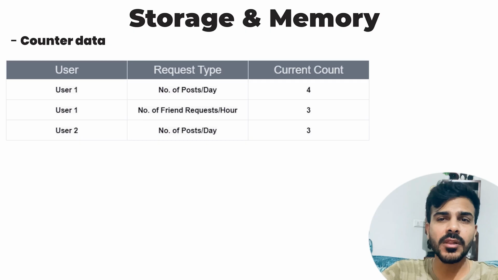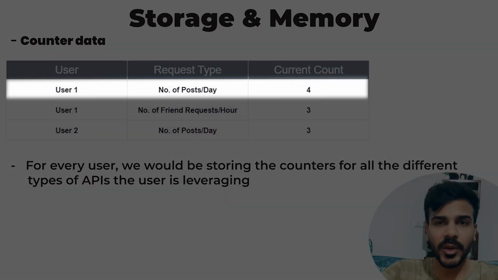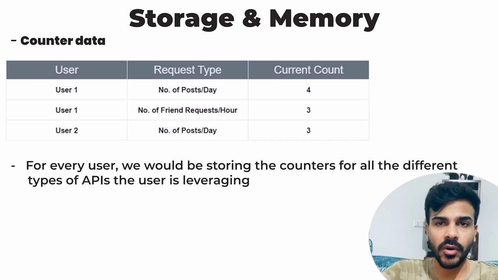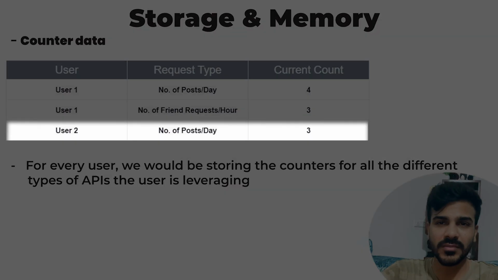You can see in the table that this data is per user per API. What does this mean? This means that for every user, we would be storing the counters for all the different types of APIs the user is leveraging. You can see user 1. For the request type, number of posts per day, the counter is 4. Similarly, second record, again for user 1 but different API. This request type is number of friend requests per hour and the counter is 3. Similarly, user 2, this time a different user. The API is again number of posts per day and the counter is 3.